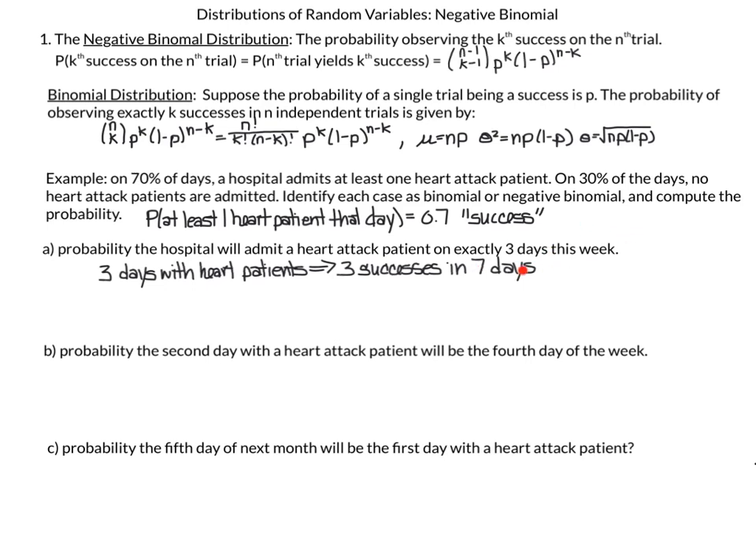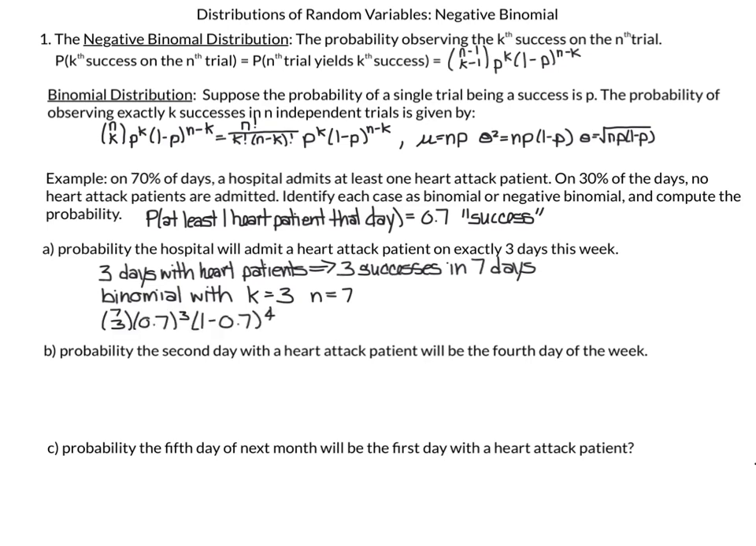We have 7 days and we're counting the number of days with a heart attack patient. We want to know the probability that it's 3 days, not 1 day or 2 days, but 3 days that we have heart attack patients. So in other words, it's binomial. We have 7 trials, 7 days, and we're asking what's the probability we have 3 successes.